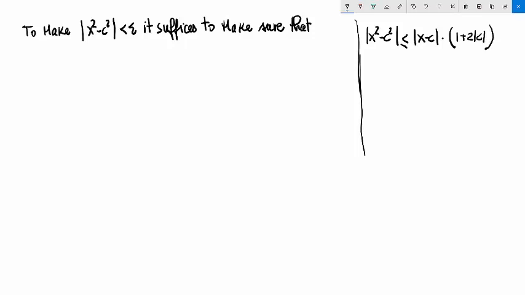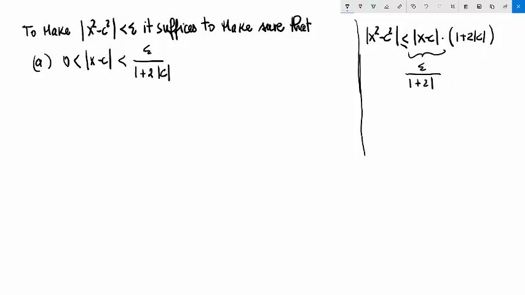So if I want to make this thing here less than epsilon, it's enough to make sure that the distance between x and c is less than epsilon over 1 plus 2 times the absolute value of c, right? Because if this here is less than epsilon over 1 plus 2 times the absolute value of c, then this product will be less than epsilon, right? So we need two conditions. The first condition is what we've observed, that the distance between x and c is less than 1, and the second condition is that the distance between x and c is less than epsilon over 1 plus 2 times the absolute value of c.